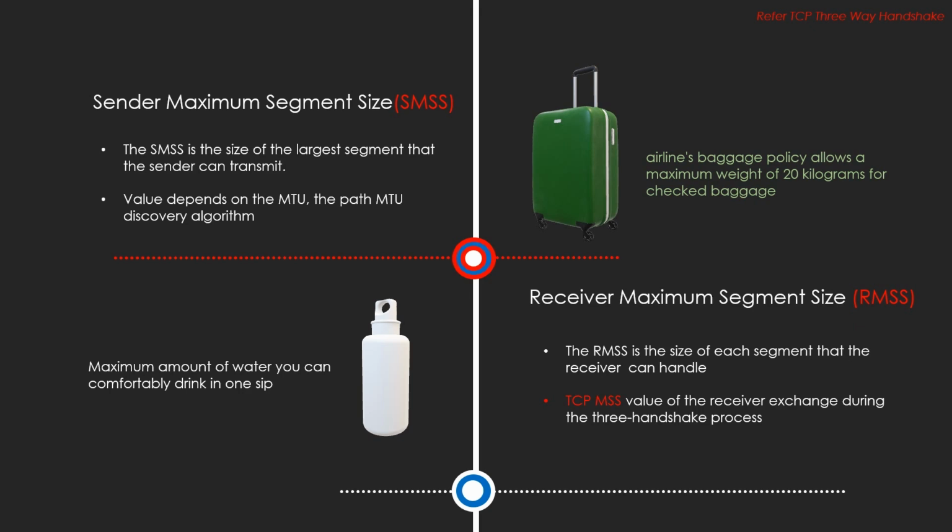The receiver maximum segment size is like the maximum amount of water you can comfortably drink in one sip from a water bottle. To know more about the TCP three-way handshake, you can check my TCP three-way handshake video. You can click on the I button at the top to get to that video.